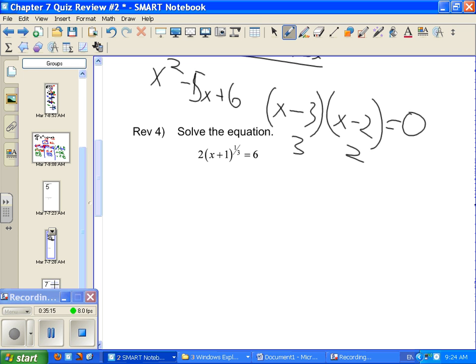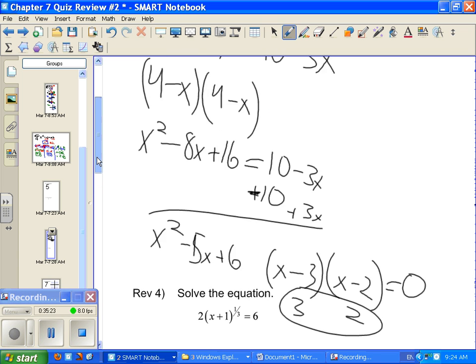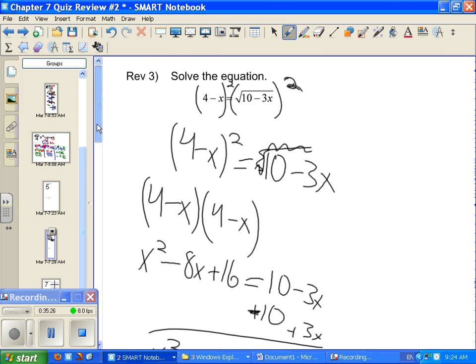3 and then 2. Now, plug those back into the equation, because both of those don't necessarily work. You go up to the top, so we plug it in. You plug in 4 minus 3, that's 1, and then 10 minus 9 is 1. So 1 equals 1. Yep, so 3 is good.